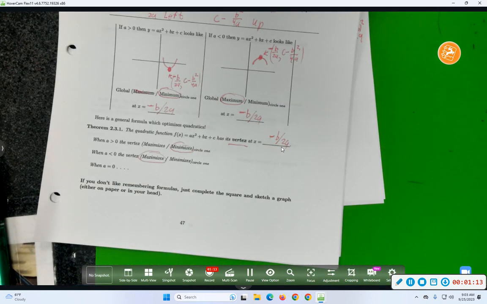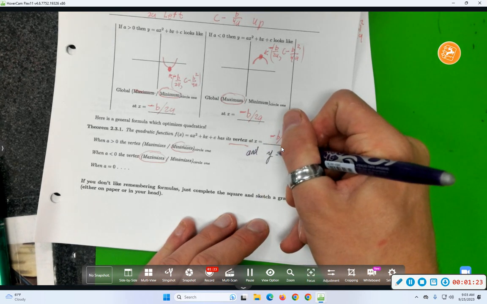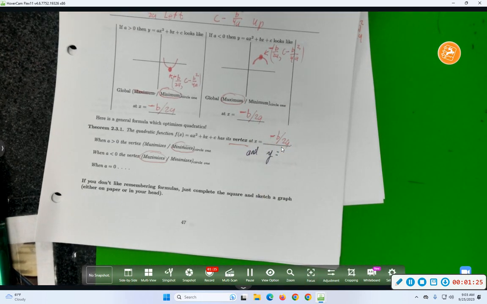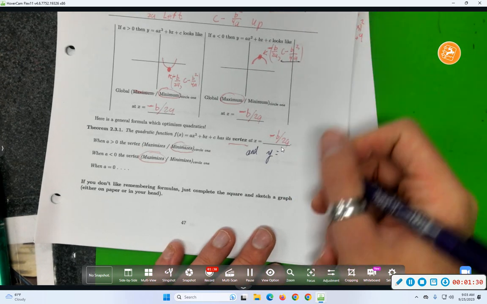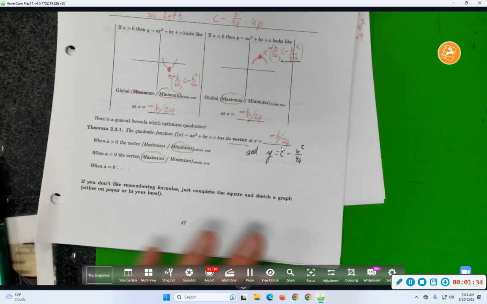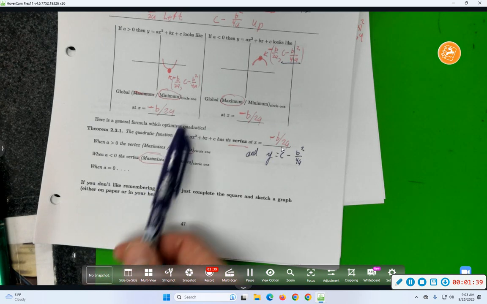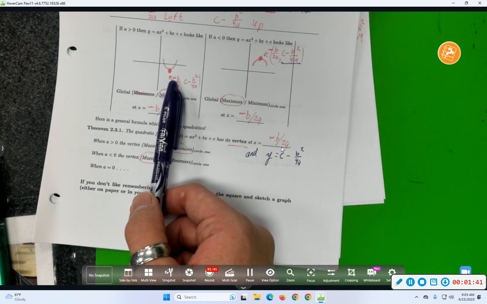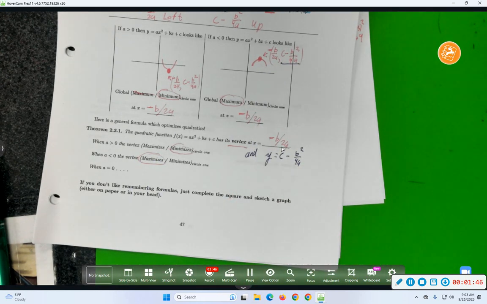Could we also have recorded the y value of that? Yeah, what is the y value? Yeah, exactly that. If a happens to be bigger than 0, the vertex minimizes, because it's an upward opening parabola. If a is less than 0, the vertex maximizes, because it's a downward opening parabola.